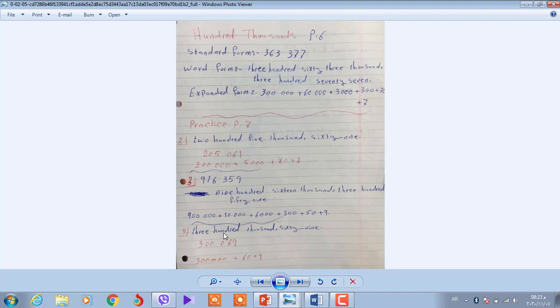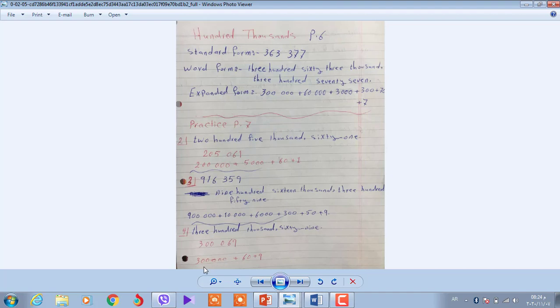And in practice 4 we have the word form, which says 300,069. We need to write it in standard form and expanded form. This one is word form, dear student. So we have 300,069. We have ones, tens, hundreds, thousands, 10,000s, 100,000s. So we have 3, because we have 300,000, and 69.